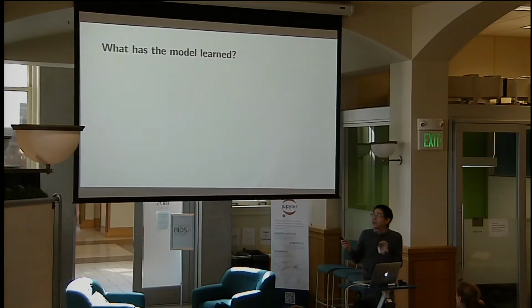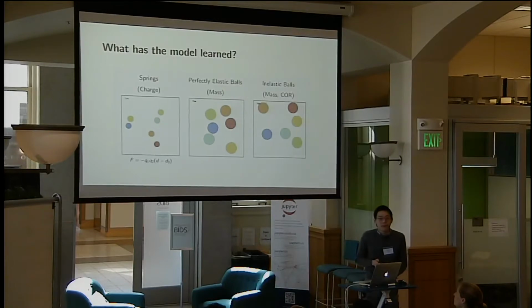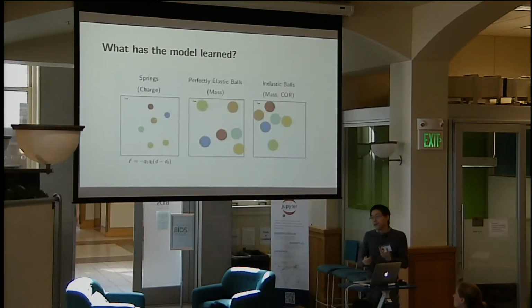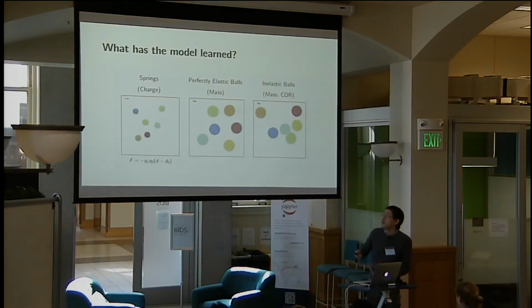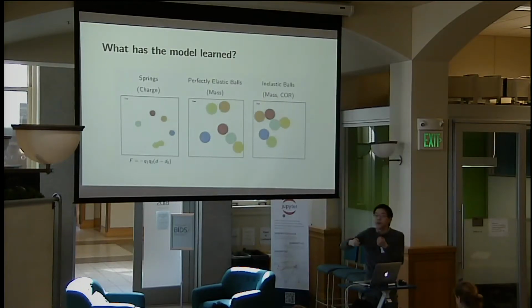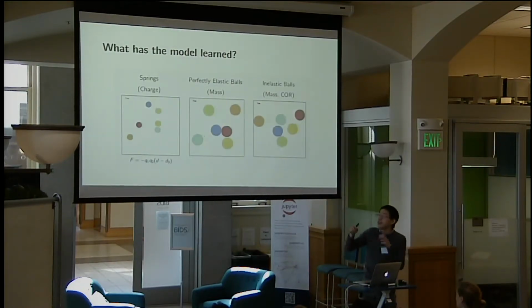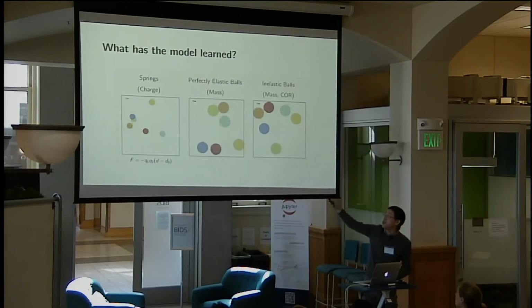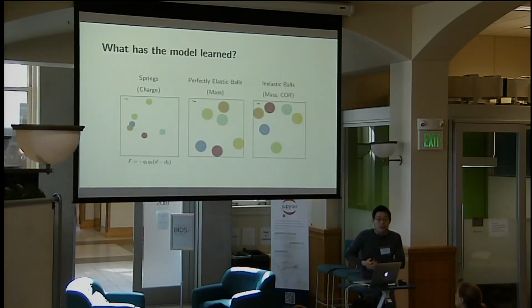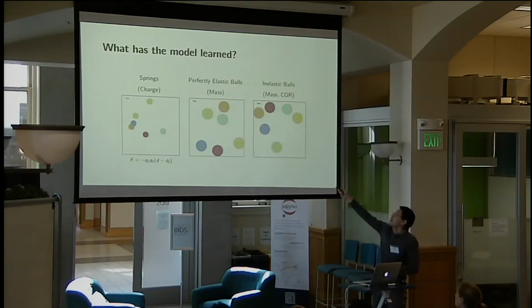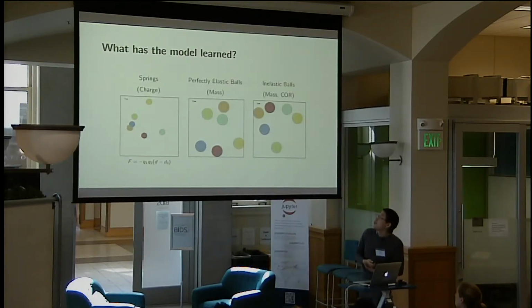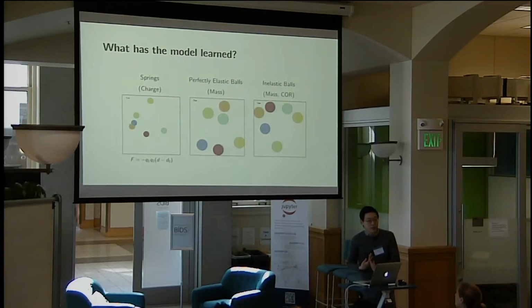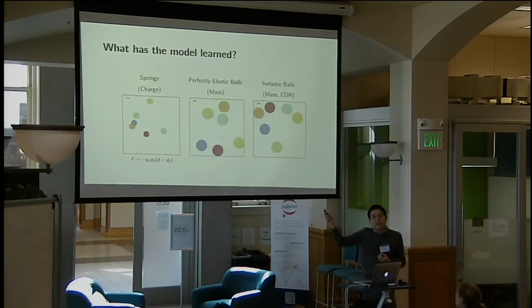So that's a little bit hard to test. So we choose a few simple scenarios where we do know what the underlying governing physical properties are. So here the spring scenarios, you have a few particles interacting with each other. There's this charge that's really governing their interactions. And for perfectly elastic balls, the movement is only determined by mass, and for inelastic balls, its movement is determined by the mass and coefficient of restitution. So we test our model on these simple scenarios and see what the model has really learned.